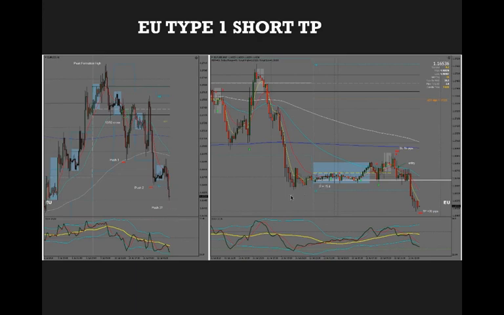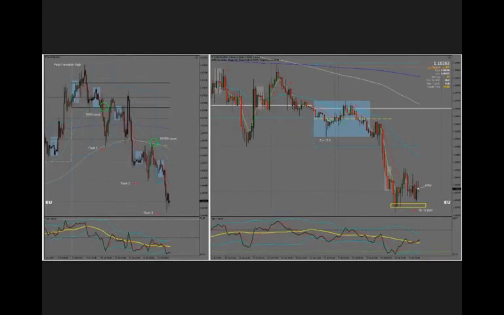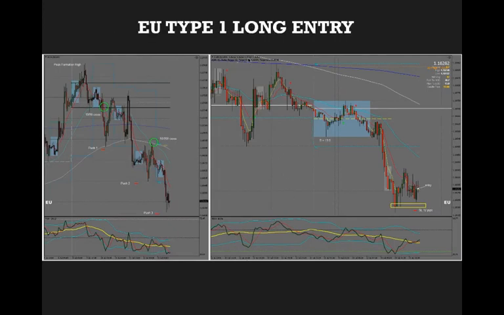Okay, so let's look at another example. So the following day, this is a long entry. You can see here now, back to our H1 chart, this was our push 1, push 2, right? And this came to our push 2, and then down here what we were saying was our push 3, but look how much it came down. It came down a lot, actually.